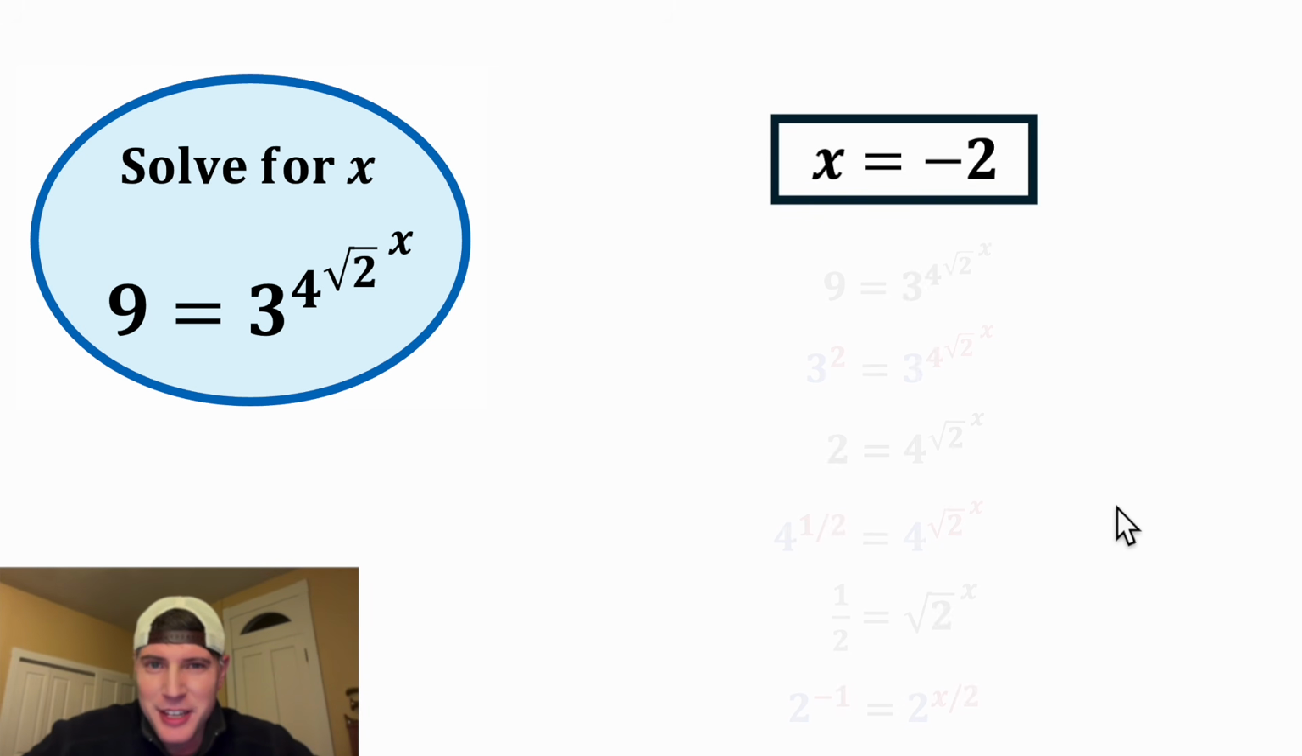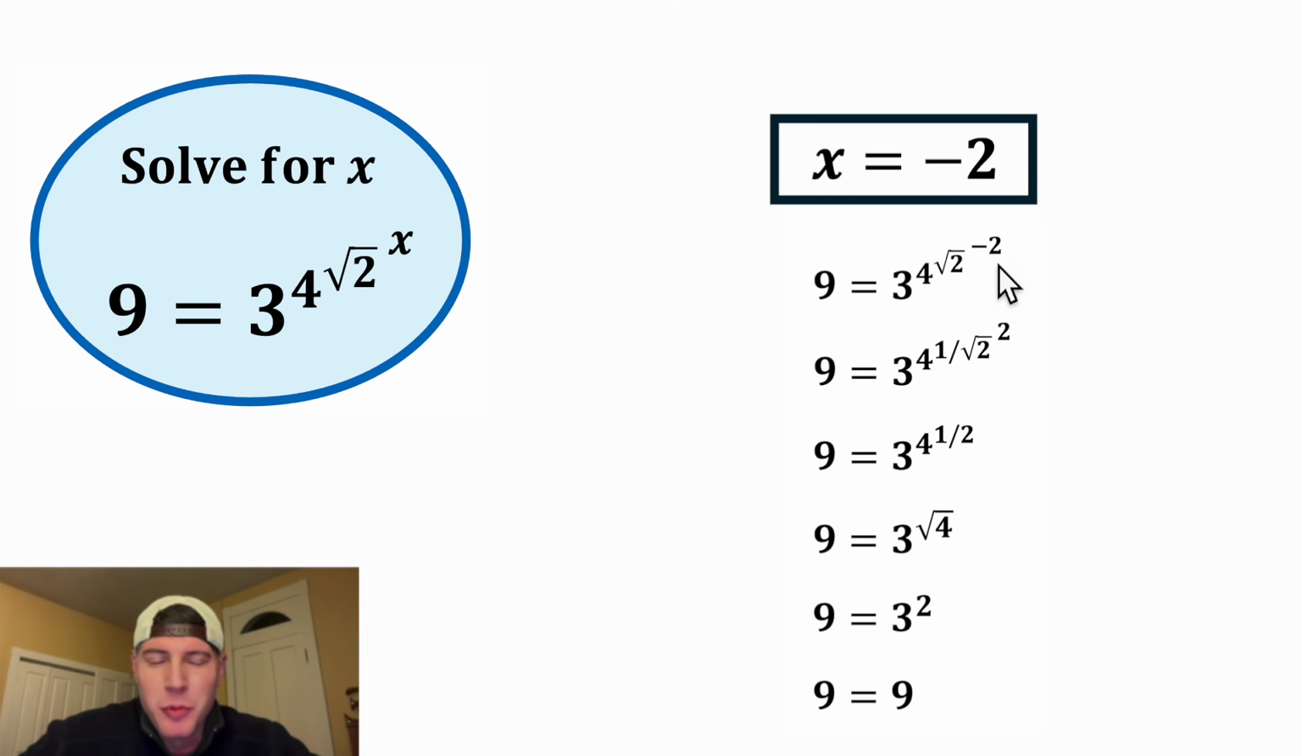And we can verify the answer. Here's the work right here. Square root of 2 to the negative 2 would be 1 over square root of 2 squared. And then on the bottom here, the square root and the square will cancel each other out. So we have 4 to the 1/2 power.